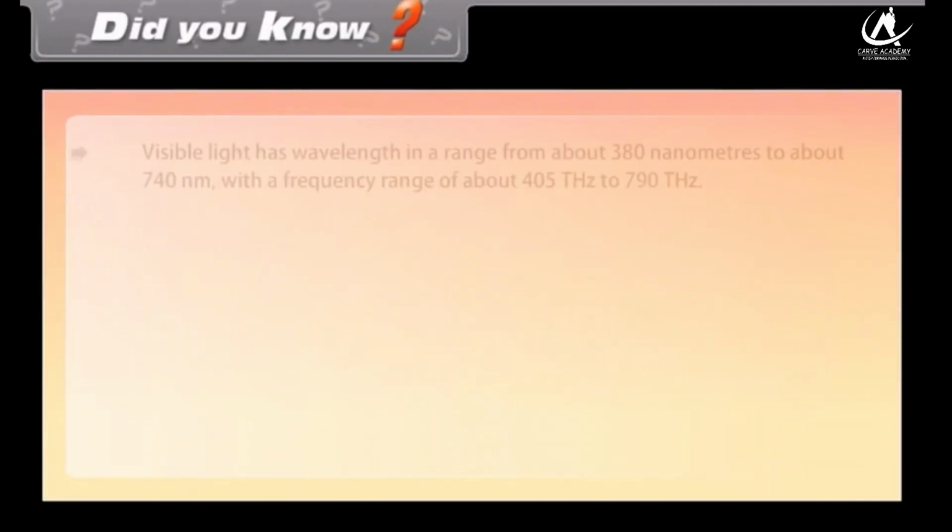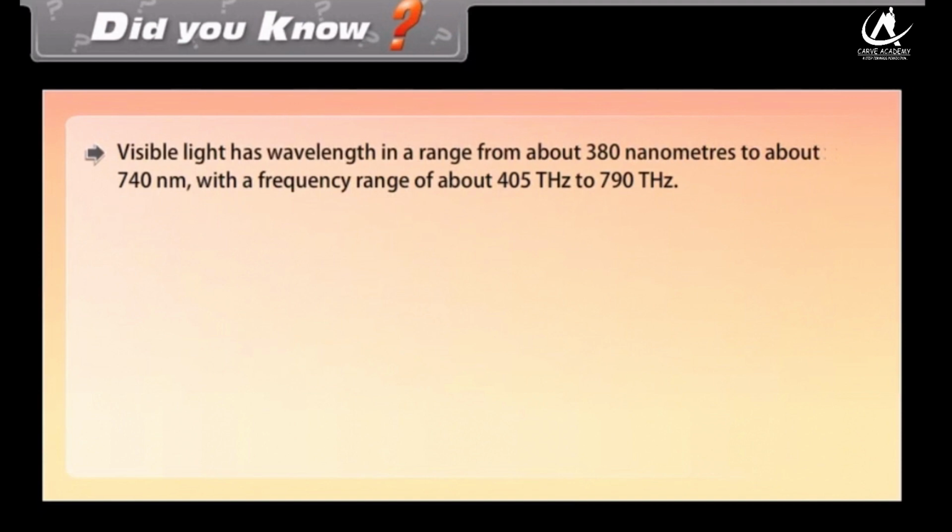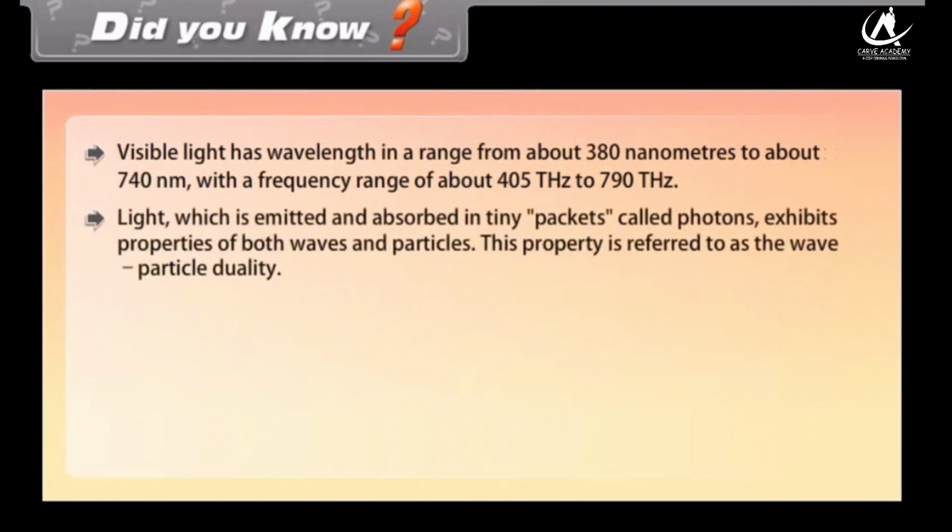Did you know, visible light has wavelength in a range from about 380 nanometers to about 740 nanometers with a frequency range of about 405 terahertz to 790 terahertz. Light which is emitted and absorbed in tiny packets, called photons, exhibits properties of both waves and particles. This property is referred to as the wave-particle duality.